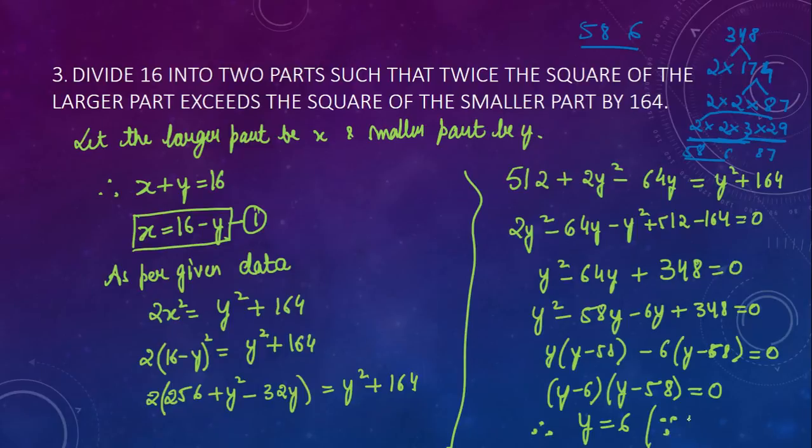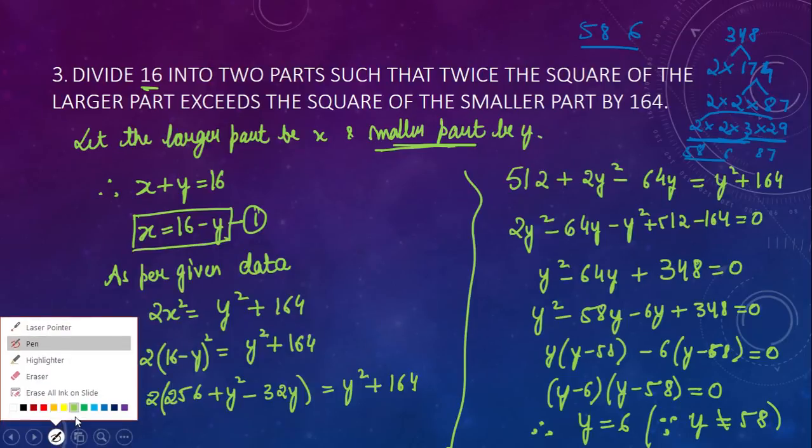y is not equal to 58. Why is that so? Because we assumed already in the question that y is the smaller part. So y has to be the smaller part, right? And it cannot be 58 because you want to divide it into 16. So no chance at all. 58 will be more than 16 itself. So it cannot be 58. It has to be 6. Therefore, y is equal to 6.